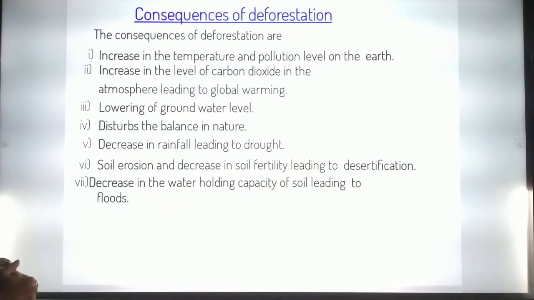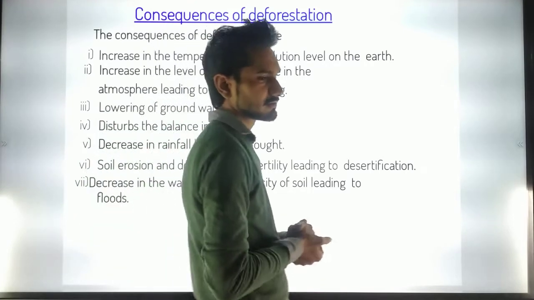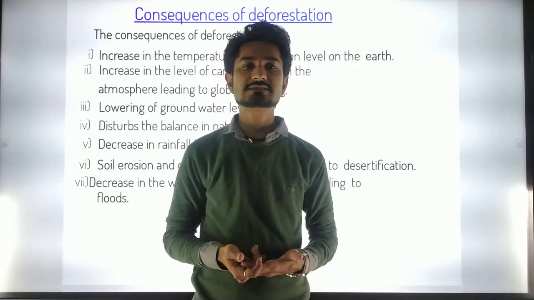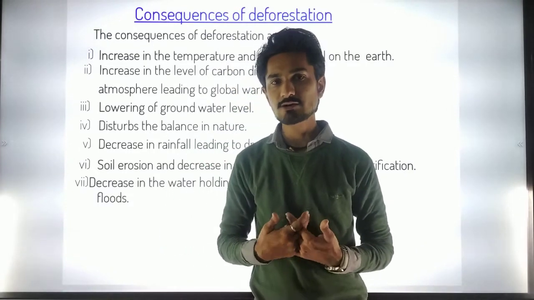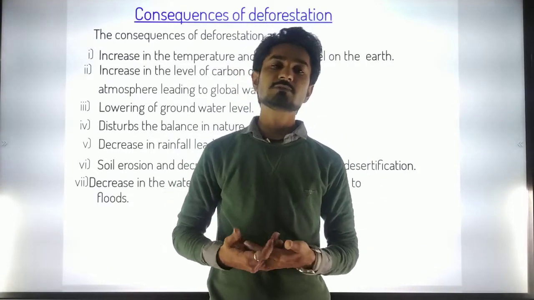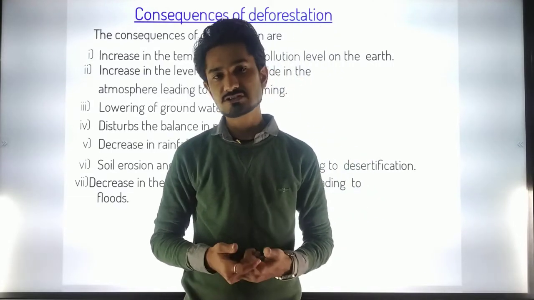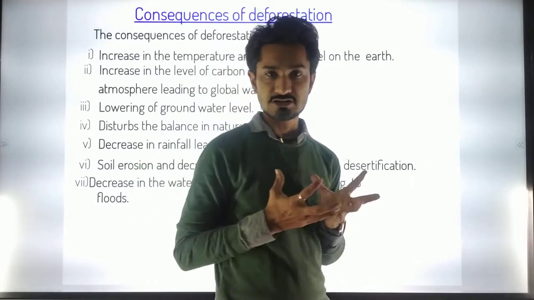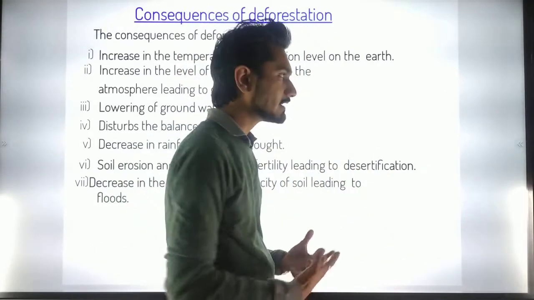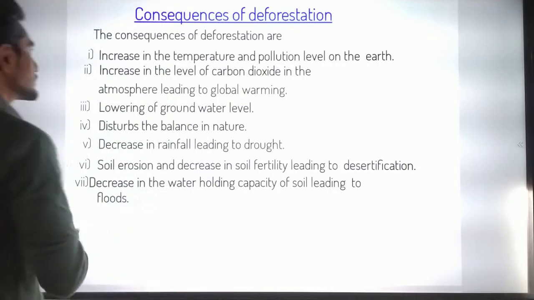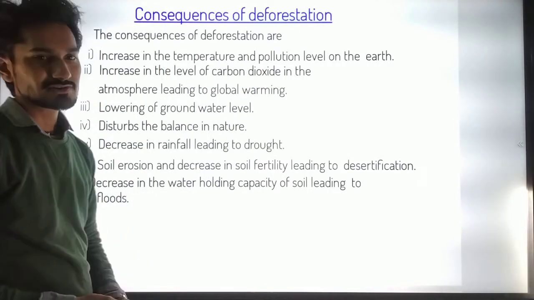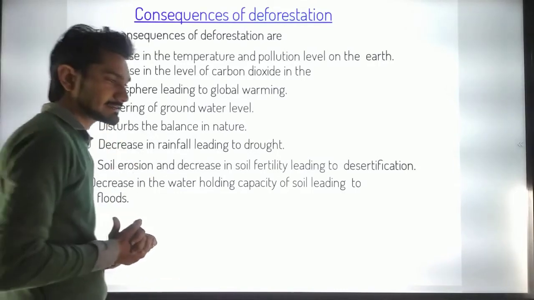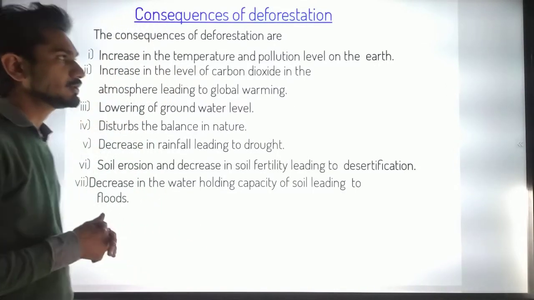Then afterwards we saw the consequences of deforestation. If we cut down trees in a large amount, it will have some kind of impact on our day-to-day life. It will also have an impact on our future generations. The effects or repercussions that we will have to face are called the consequences. The consequences of deforestation are an increase in the temperature and the pollution level on the earth.